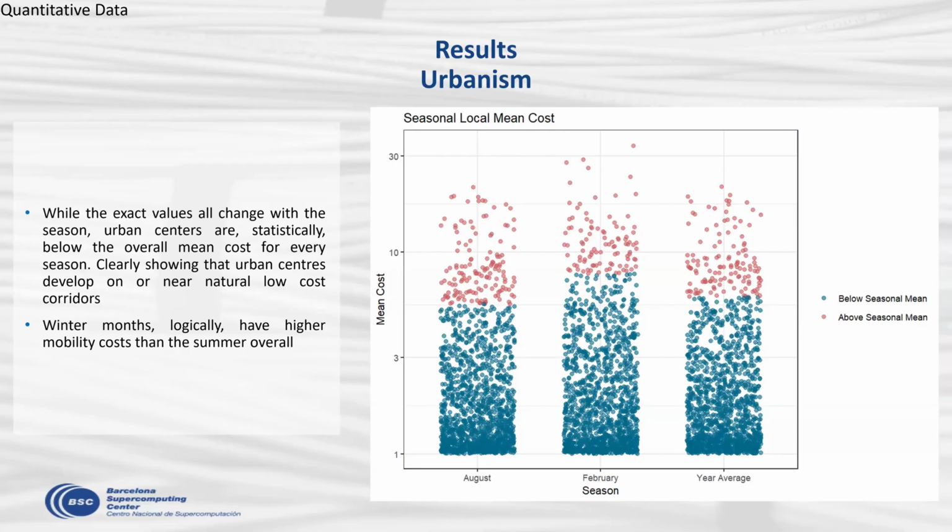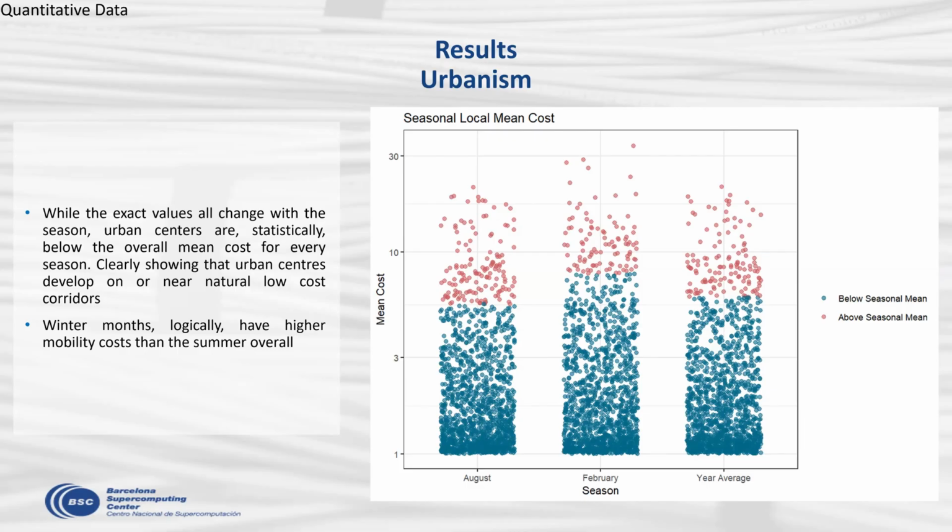Essentially, this is showing quantitatively what you can look at visually: that urban centres statistically are on or very close to these natural low-cost corridors. So there is a relationship between urbanism and this connectivity. And that's the case for every season.